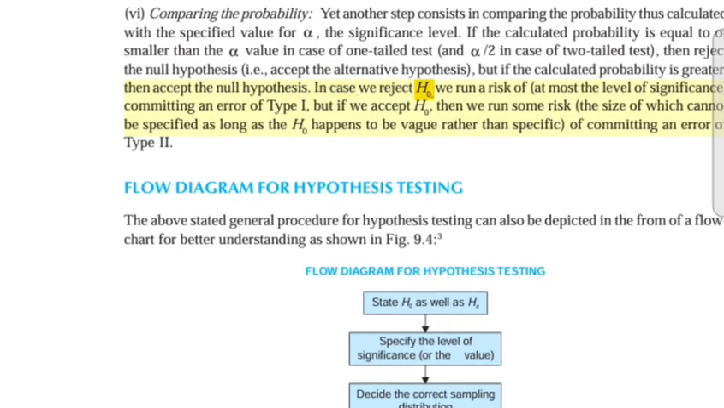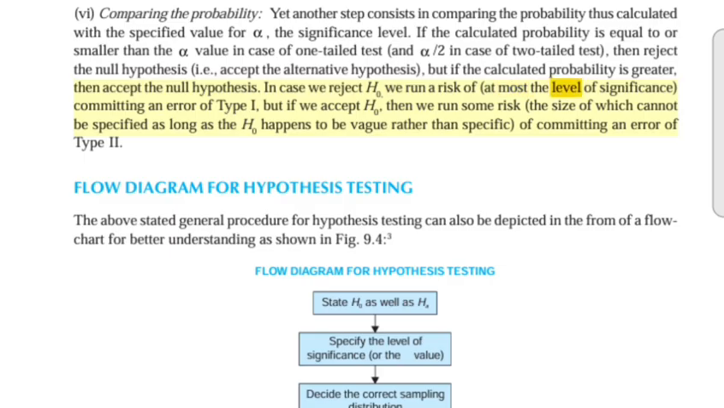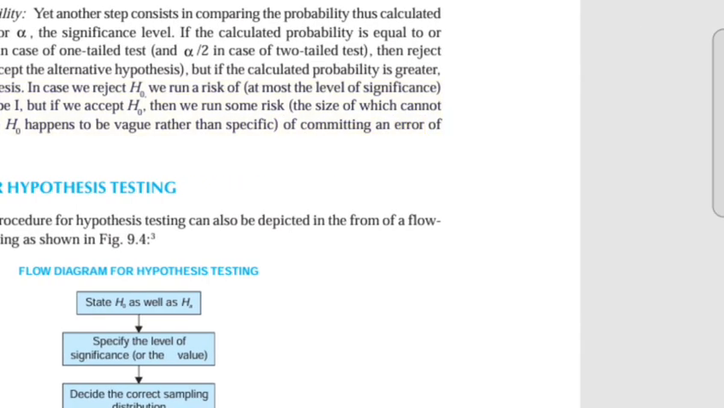In case we reject H0, we run a risk of, at most, the level of significance committing an error of type 1, but if we accept H0, then we run some risk, the size of which cannot be specified as long as the H0 happens to be vague rather than specific, of committing an error of type 2.